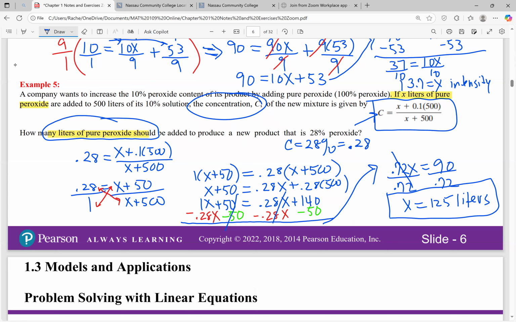So this wraps up section 1.2. In the next video, we're going to start section 1.3, which is models and applications.